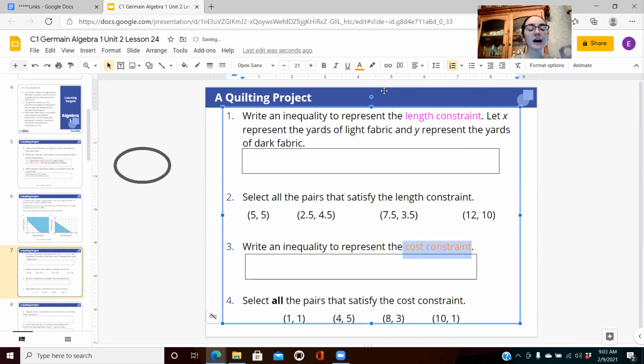And I'm going to give you 5 minutes right now to write the two inequalities and then to start to test some of these pairs, whether or not they are solutions to each one of these inequalities separately. Okay, so take 5 minutes right now to write the inequalities and to test all of these pairs to see if they are in fact solutions or not.